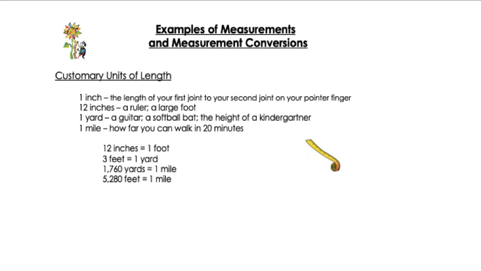So some examples of measurements, some of the conversions of customary units of length are: 1 inch is about the length of your first joint to your second joint on your pointer finger. 12 inches is the length of a ruler or a large foot on a human being. 1 yard is the length of a guitar, or a softball bat, or the height of a kindergartner, if you happen to have one of those in your home. 1 mile is how far you can walk in 20 minutes without stopping.